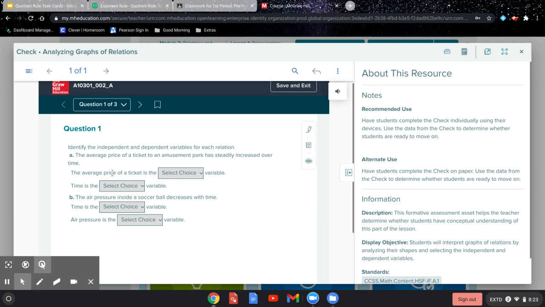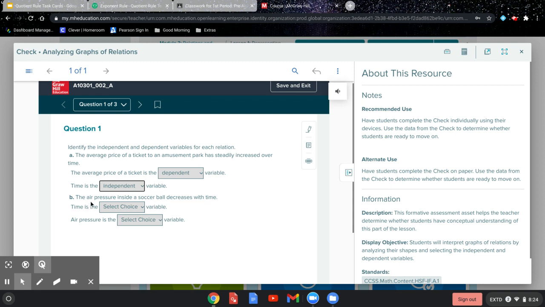So average price depends on what time it is. Since it's depending on time, the price is going to be dependent. My time is going to be the independent, or my X value, because time does not depend on that ticket price. Time is still going to be going on. That ticket price is not going to change how time is going.